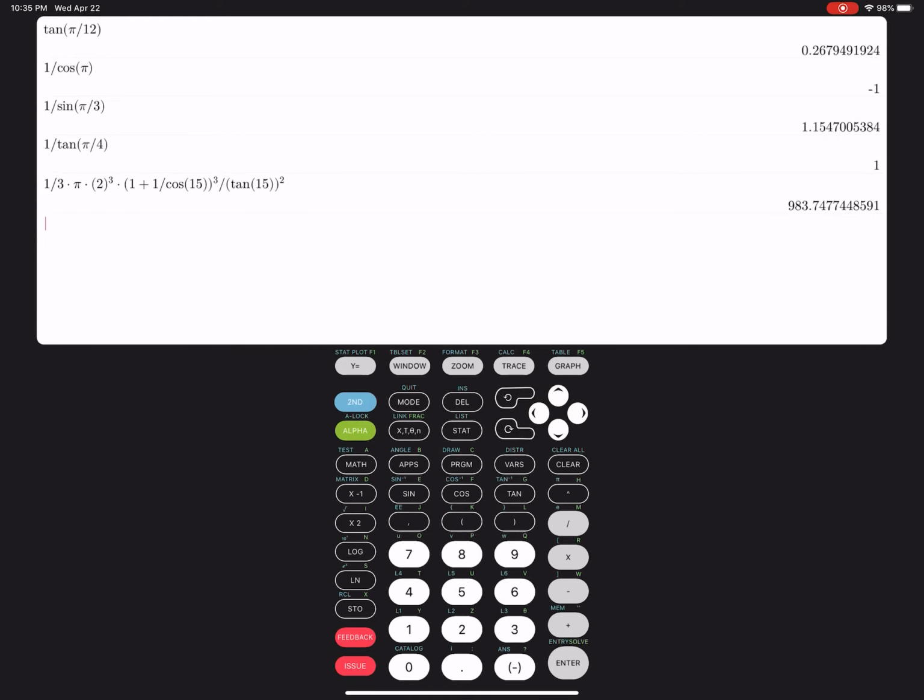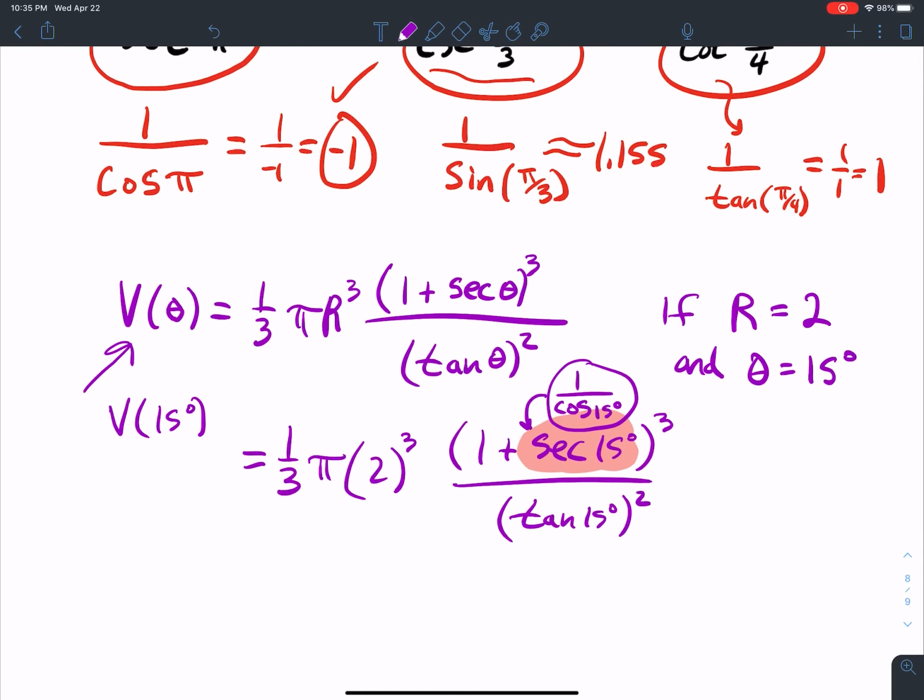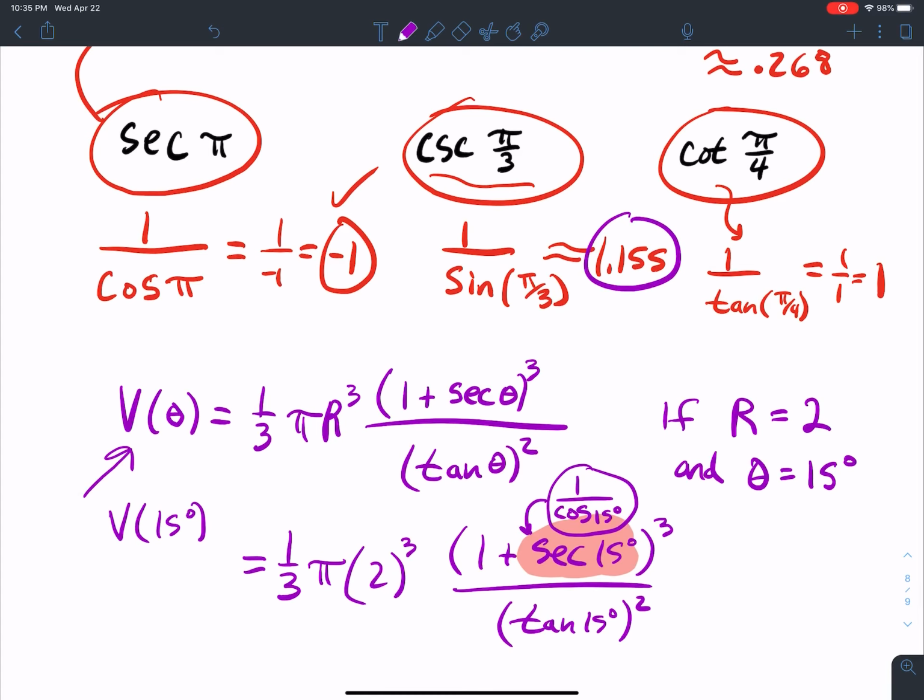And so 983.7477. Okay? So that would be what you're doing there. You're just plugging and chugging into your formula. Okay? So the calculator gives you a way. Now look, if they say on the test that they want the exact value, this is an approximation. That's cool, but it's not the exact value.